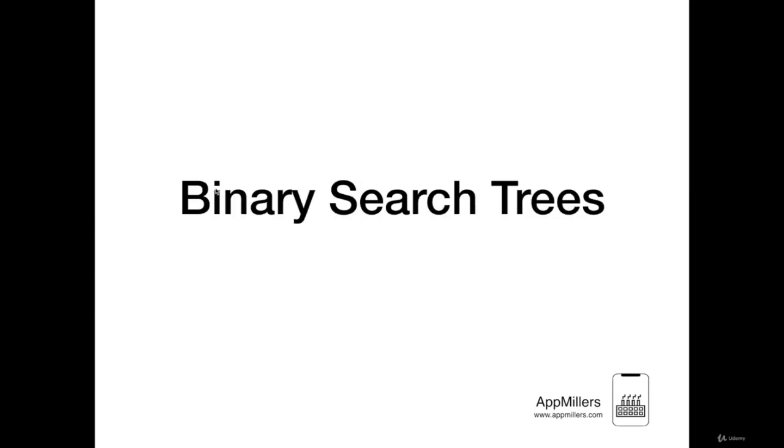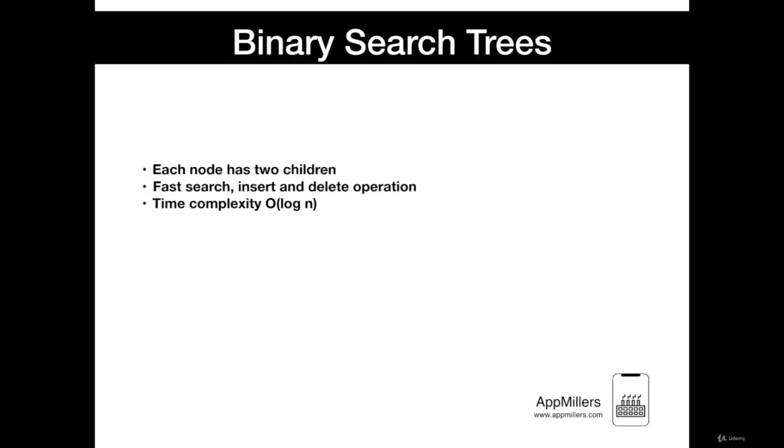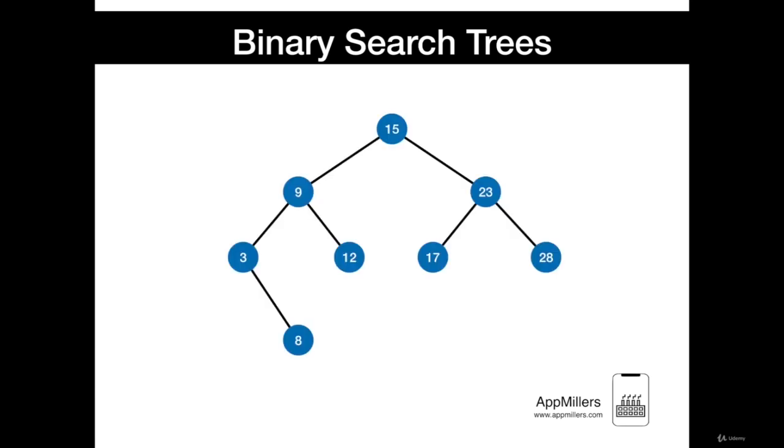Binary search trees. A binary search tree is a binary tree in which each node has at most 2 children, and it facilitates fast search, insertion, and deletion operations. The time complexity of each operation is O(log n), which is considerably faster than linear search. These kinds of trees have two properties.